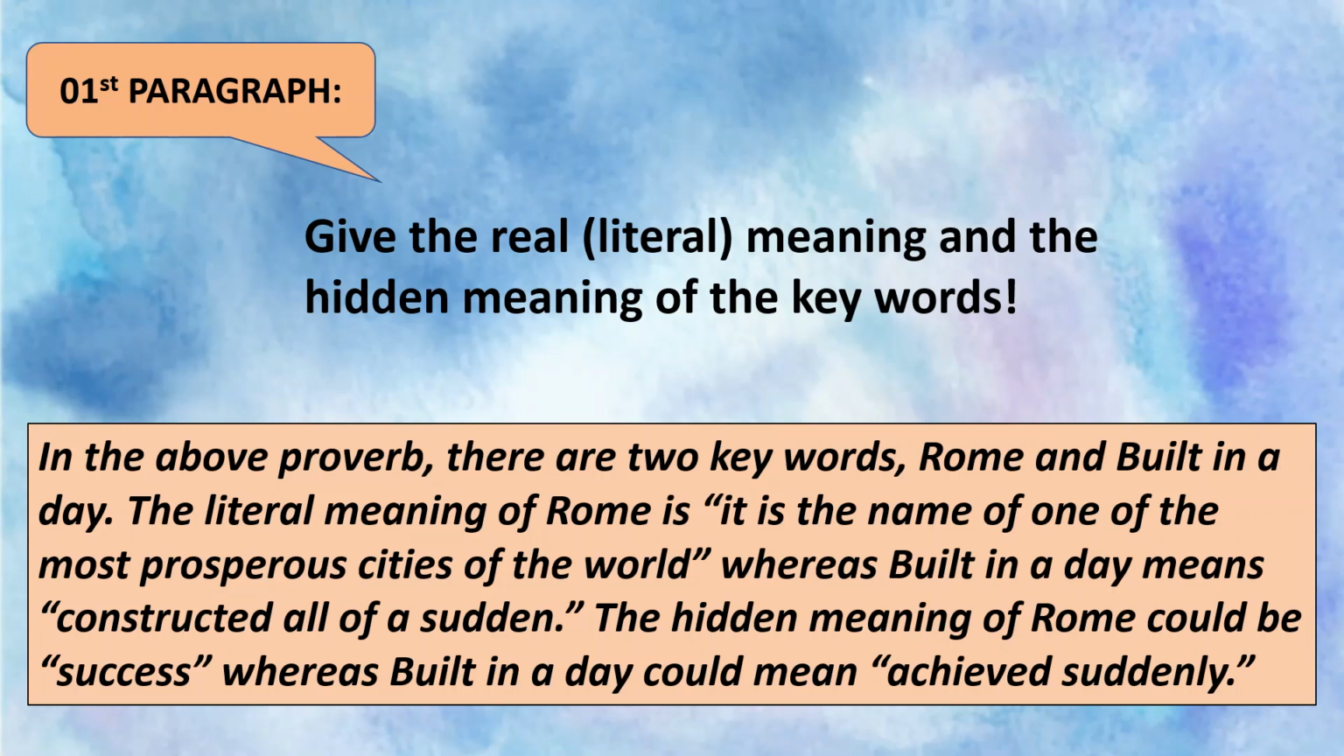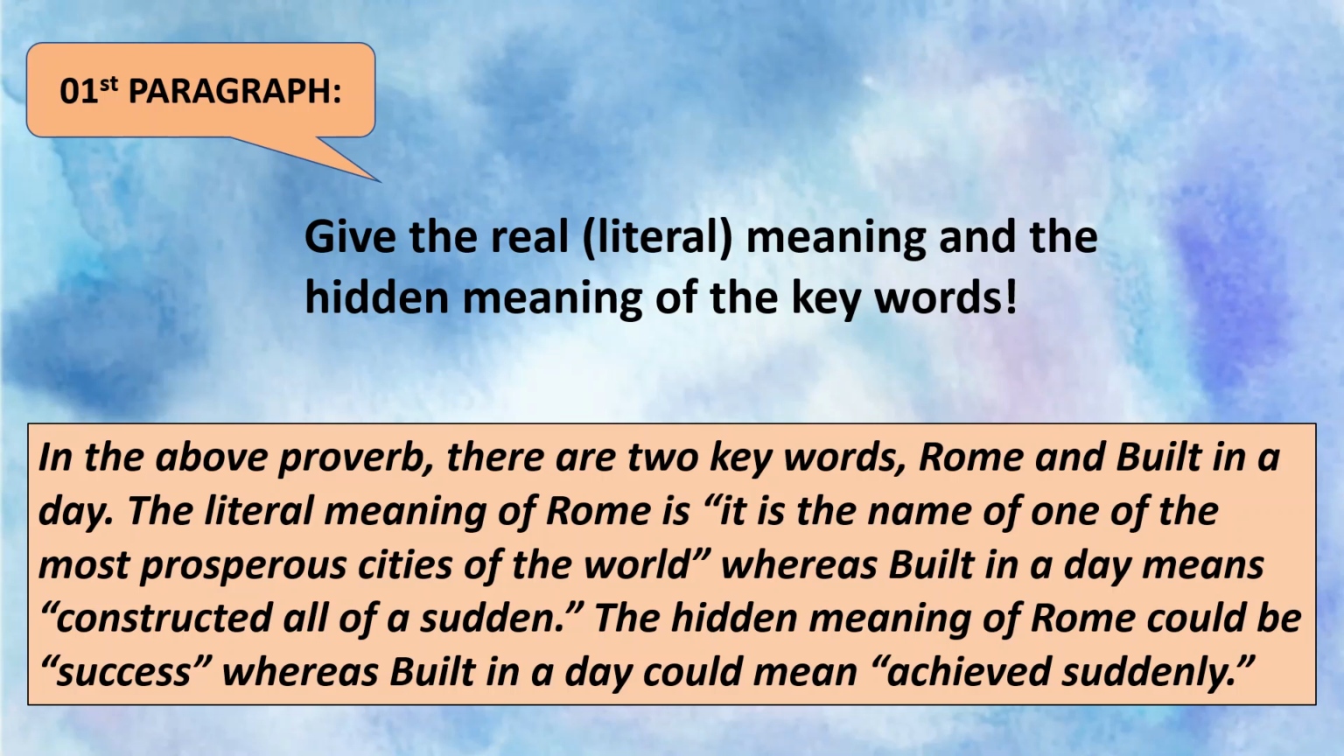Once you have done this, then in the same first paragraph, you continue by explaining the literal meaning of the two identified keywords. So we continue by saying the literal meaning of Rome is that it is the name of one of the most prosperous cities of the world, whereas the literal meaning of built in a day is constructed all of a sudden. So here in the first paragraph, we write the second point in continuation, wherein we first write the real meaning of the identified keywords.